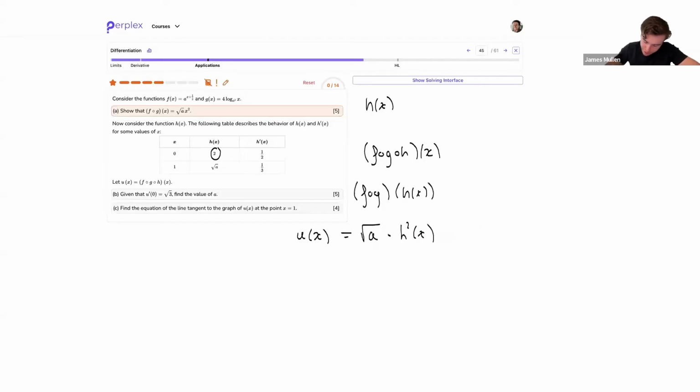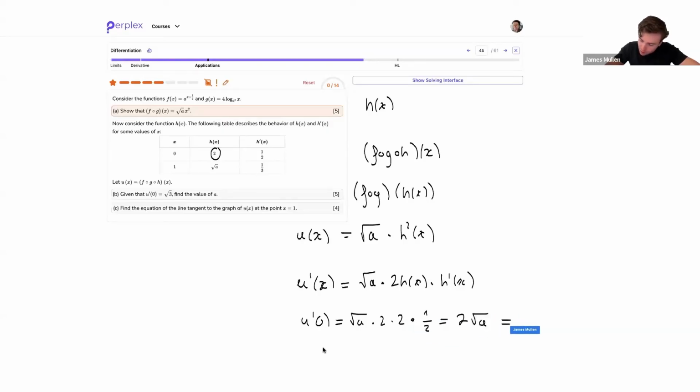And that means when I take the derivative, I'm going to get the root of a times 2h of x times h prime of x. That's how I actually do this. And then u prime of 0 is equal to root of a times 2 times h of 0 is 2, so 2 times 2, and then h prime of 0 is 1 over 2. So this all simplifies to 2 root of a, and that is supposed to be equal to 3. Now I can square both sides and say 4a is equal to 3, and so a is equal to 3 over 4. That is the answer, okay?